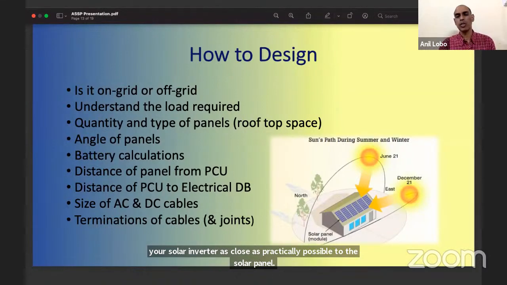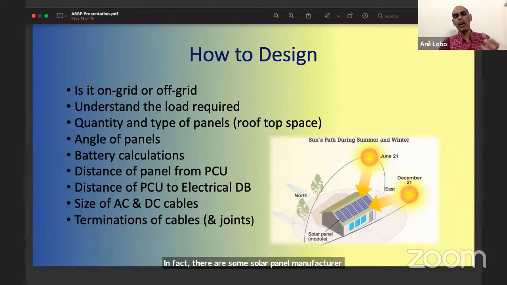In fact, there are some solar panel manufacturers who have built-in inverters with their solar systems so that you convert DC current into AC current right at the rooftop and you're bringing down AC wires. It's not the most efficient design because it costs a lot more money too, but it is something worth looking into. If you can put your inverter on the roof rather than on the ground floor, that's even better. So the distance between the panel and the power conditioning unit, or the inverter, is very important.